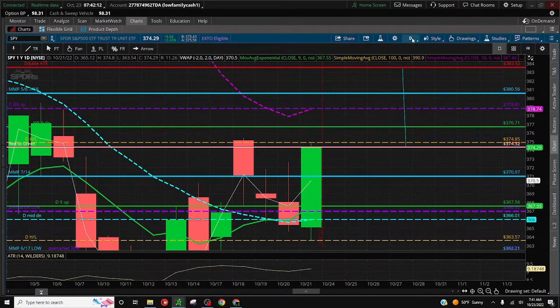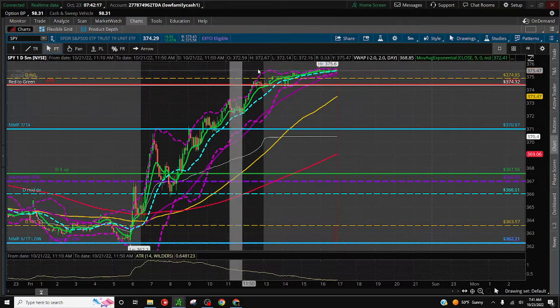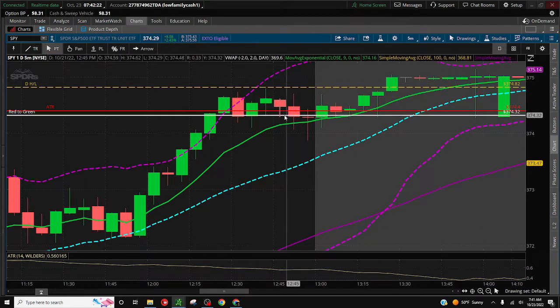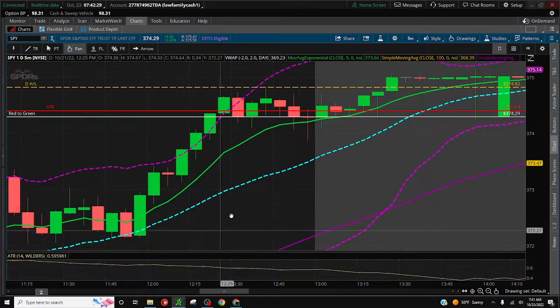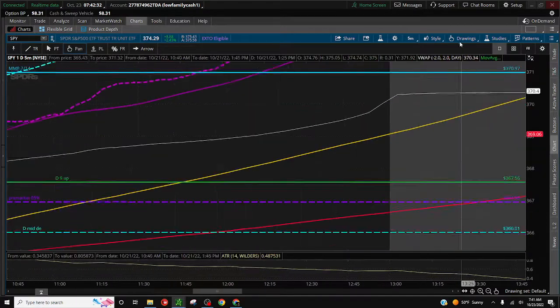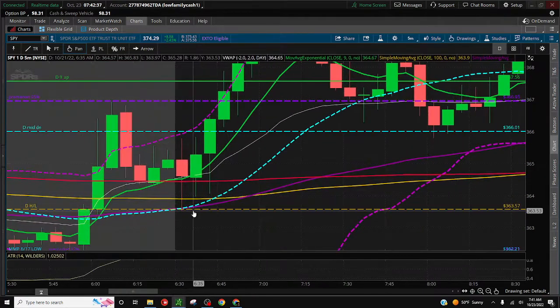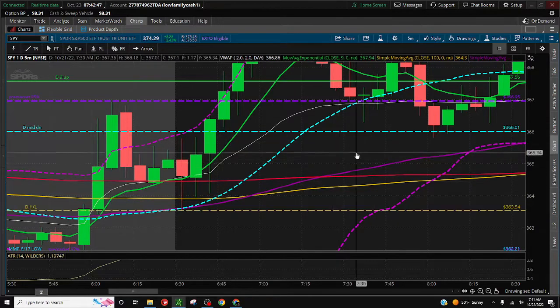Okay, so we can look at this on a 15-minute chart or a 5-minute chart. You can see that this is the high right there, just a little bit off. Here's red to green where SPY closed that day. And all the way down here is where SPY opened and shot up right off the mid Bollinger Band on the 5-minute chart and went up. Okay.